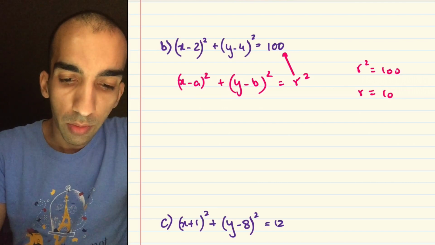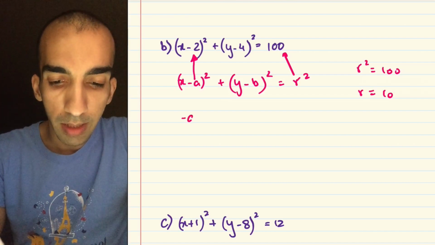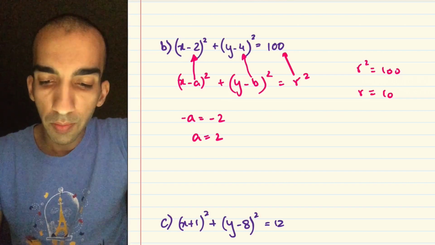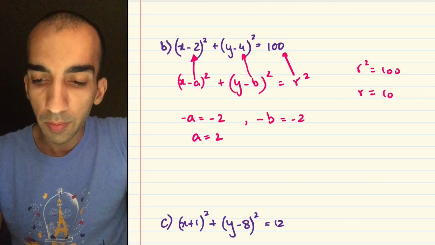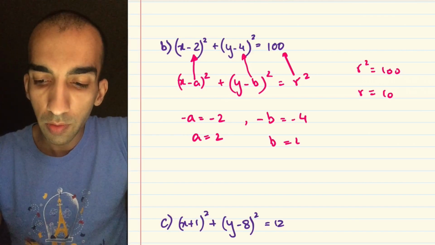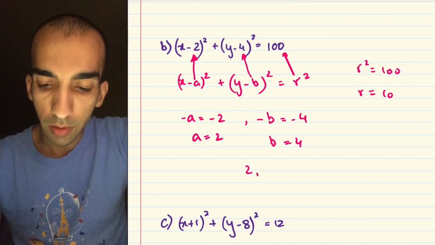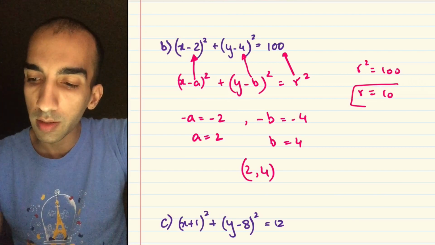Let's equate these two. Minus a is equal to minus 2. A must be equal to 2. Let's equate these two. Minus b is equal to minus 4. b must be equal to 4. Simple. So the center of the circle is 2, 4. The coordinates of the center of the circle is 2, 4 and the radius is 10.